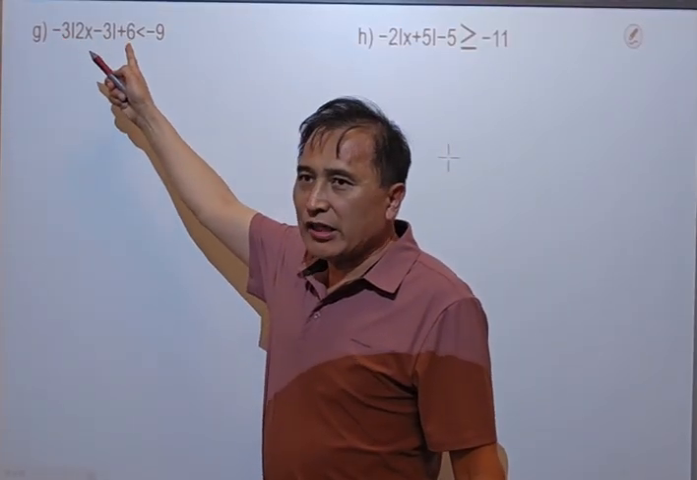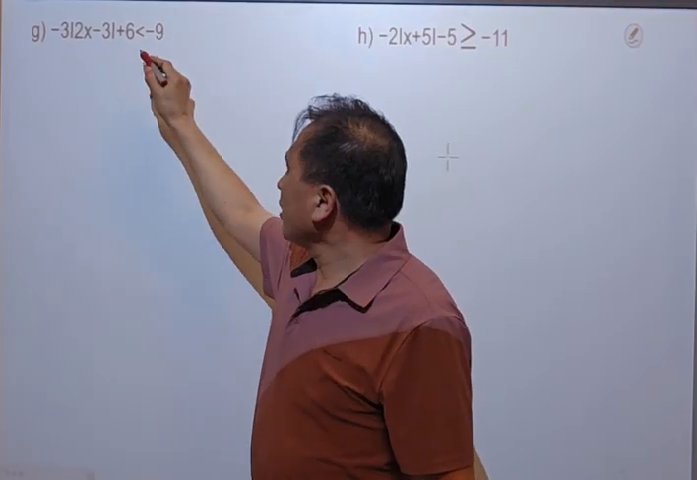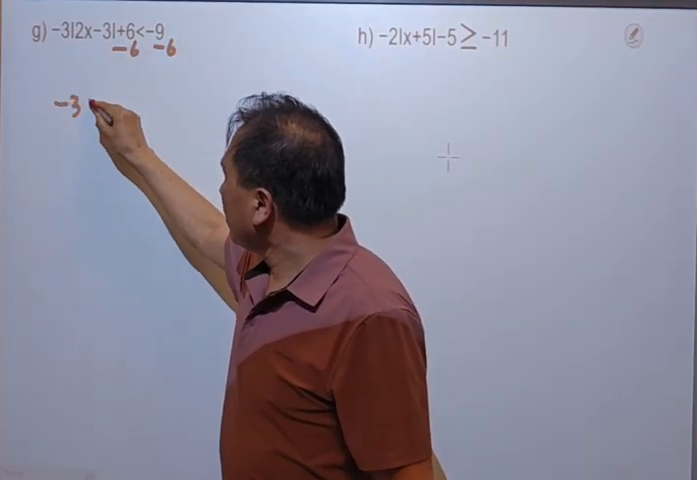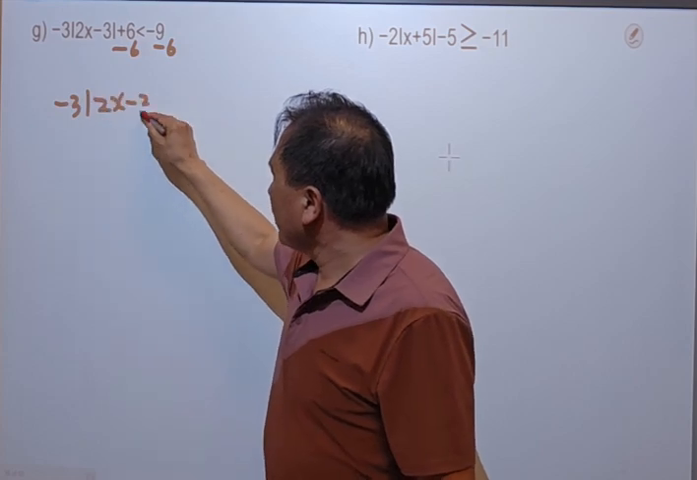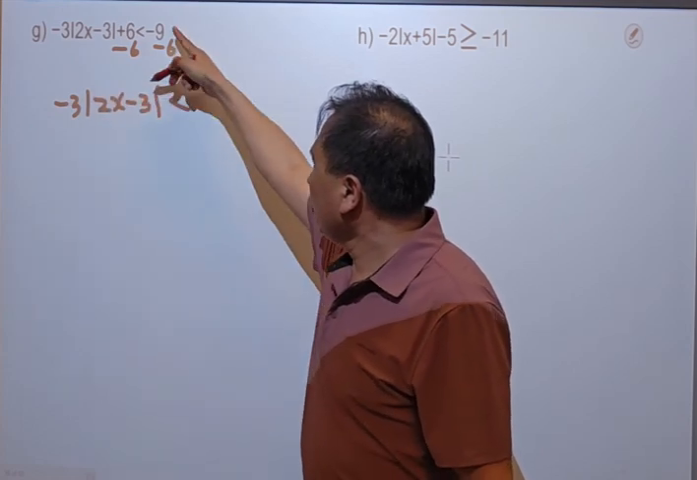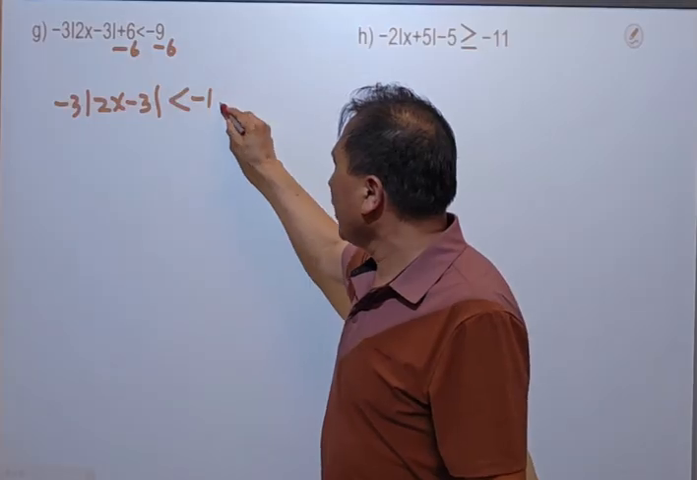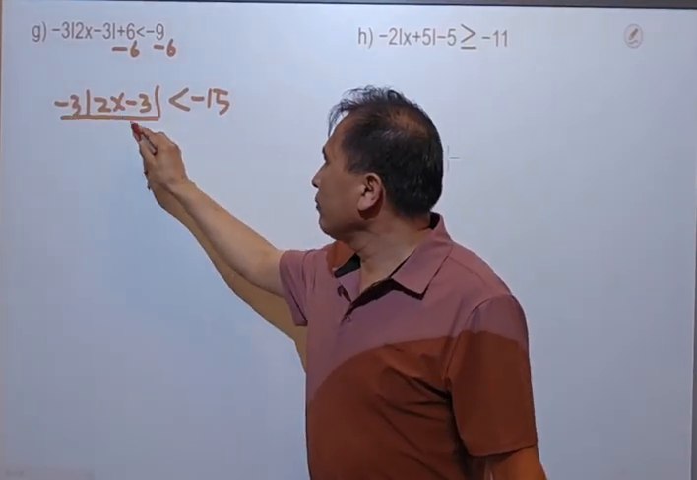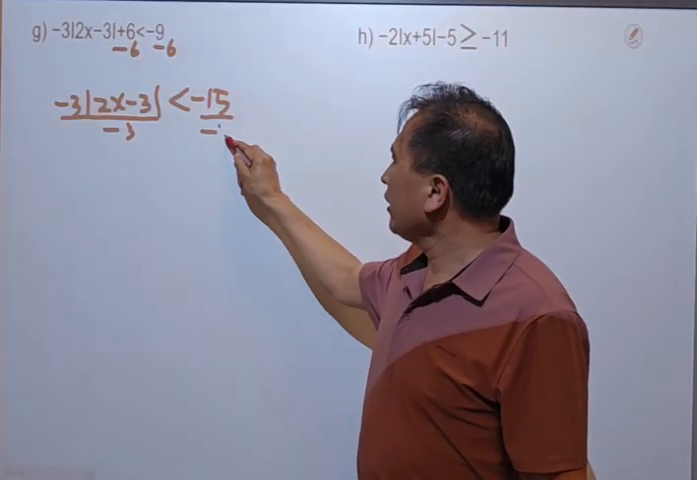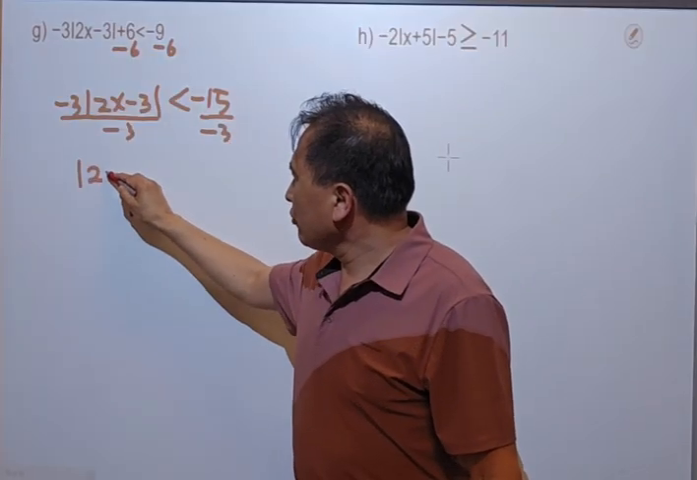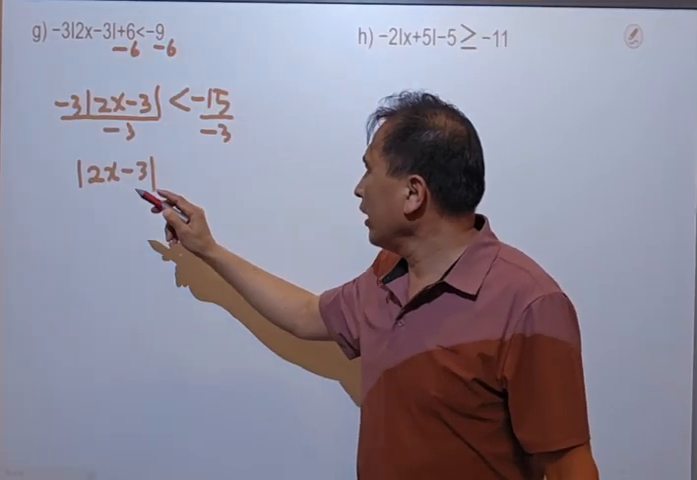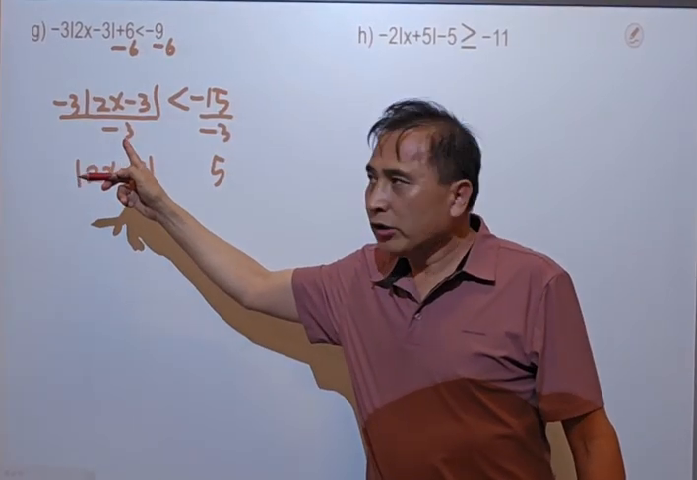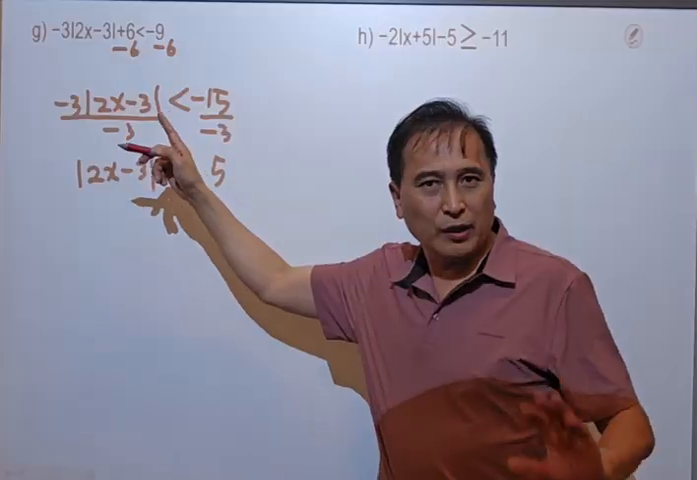You need to move the plus 6 first, right? So I'm going to subtract 6 from both sides. That means minus 3 times the absolute value of 2x minus 3 on this side, and here, negative 15, right? And now, I need to divide by minus 3 on both sides. Then the absolute value of 2x minus 3 is 5. But when you divide by a negative number, you need to flip the inequality sign, flip it, right?